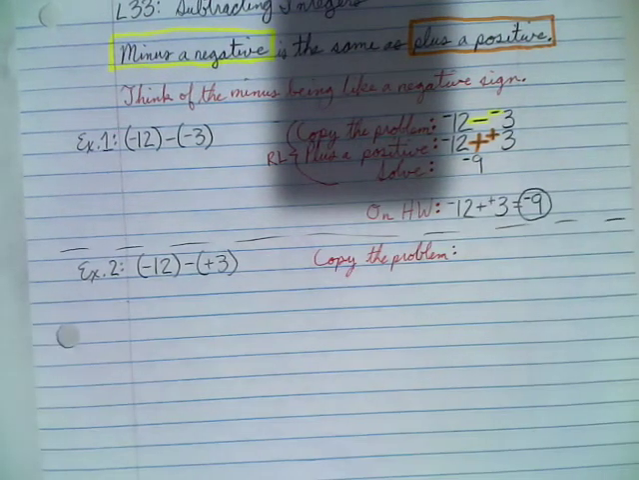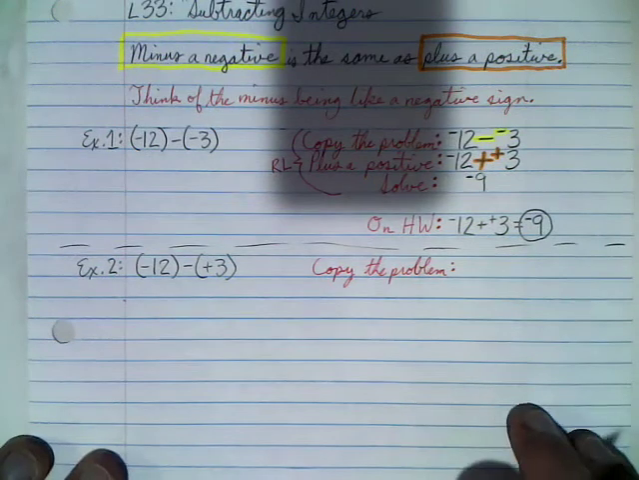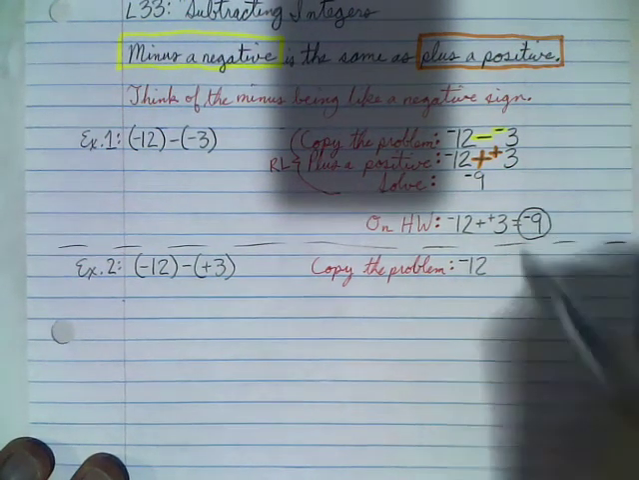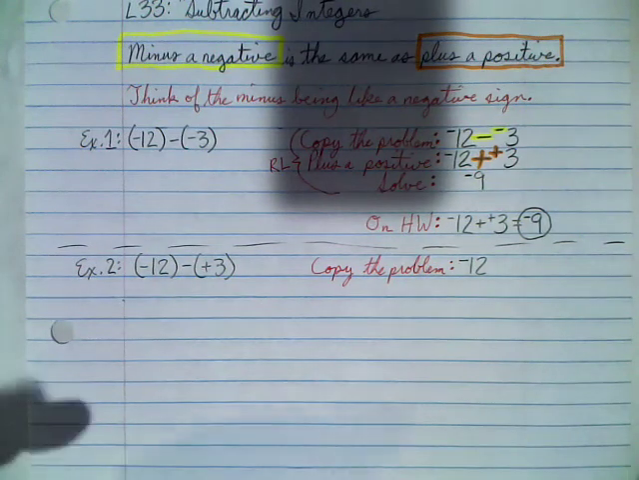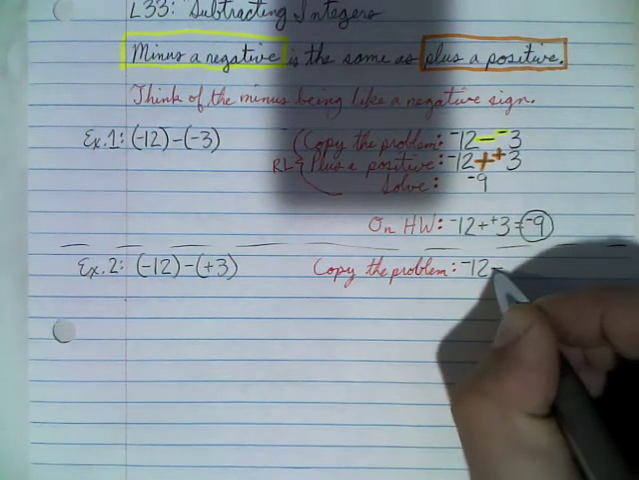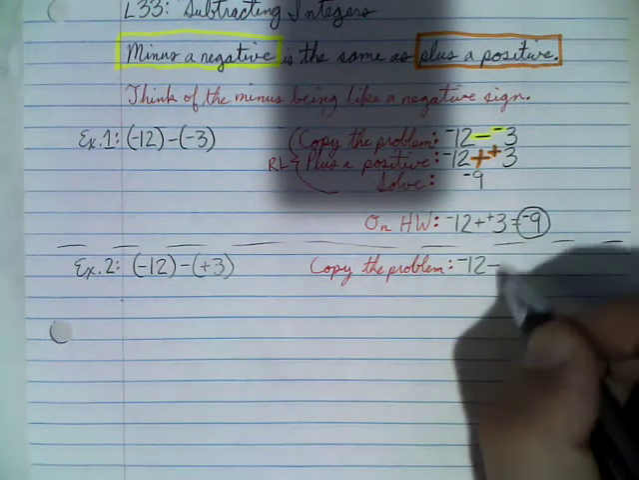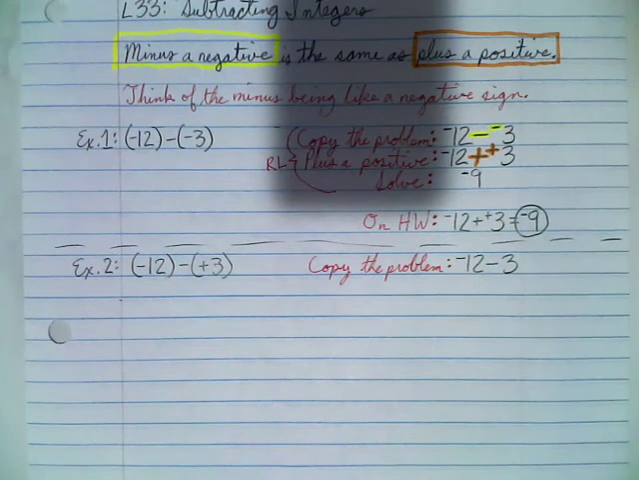So when I copy this down, though, again, I'm going to take my negative and kind of push it up so I can tell it's obviously a negative, so that way I don't need the parentheses to identify that as a negative sign. I'm going to leave my minus alone, but then a positive 3, I'm just going to write that as 3.